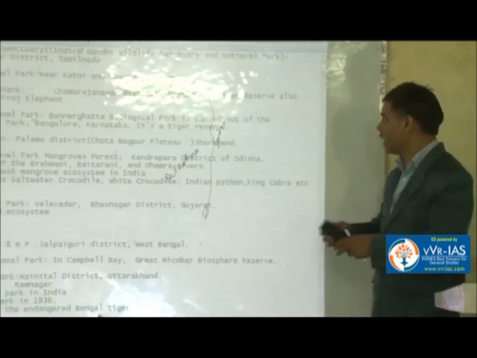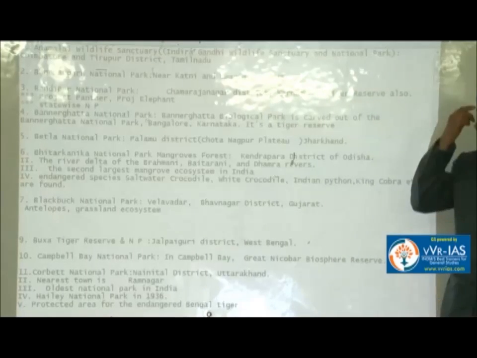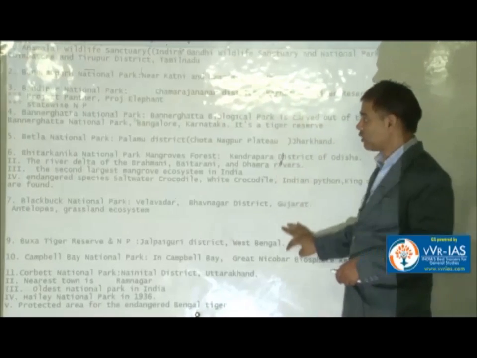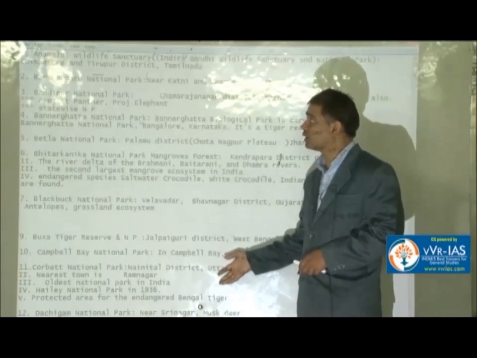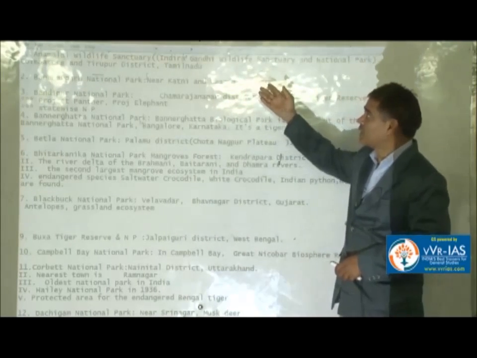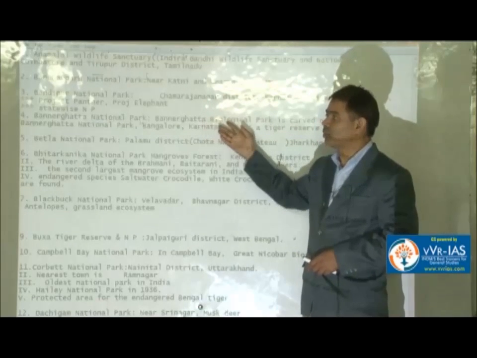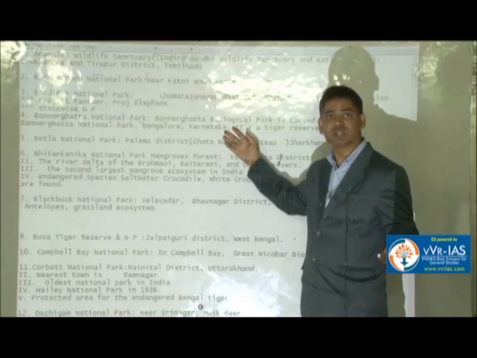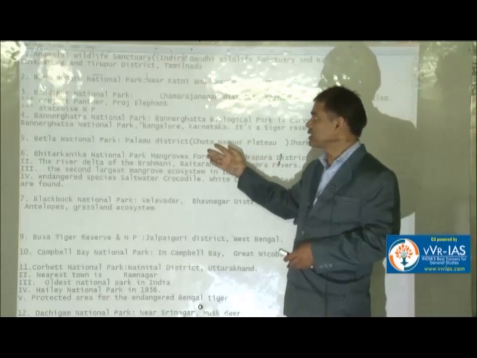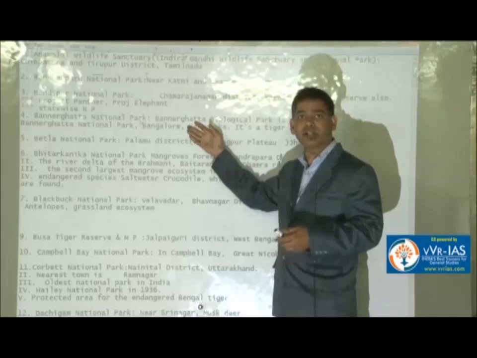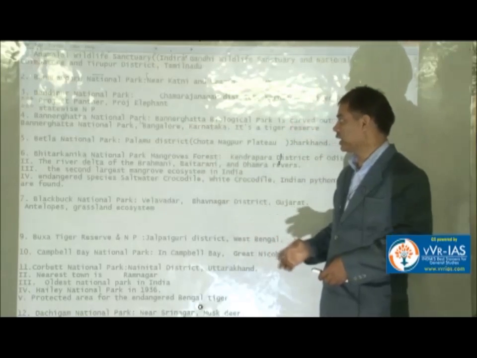So we have already done great work in compilation. All the important national parks of India are provided here, like Anamalai Wildlife Sanctuary and National Park, Bandhavgarh National Park, Bandipur National Park located in Karnataka, Betla National Park, and Bannerghatta National Park, on the outskirts of Bangalore. If you live in Bangalore, you can go to Bannerghatta National Park.